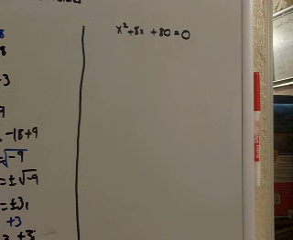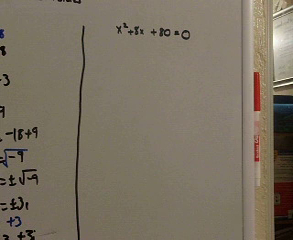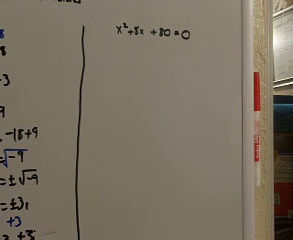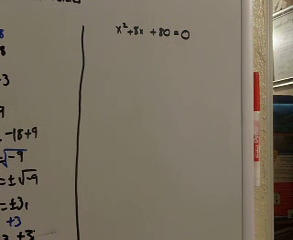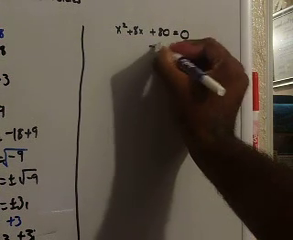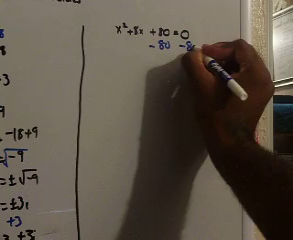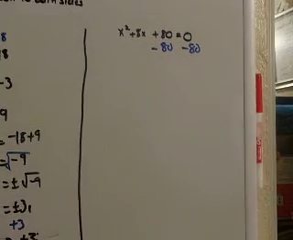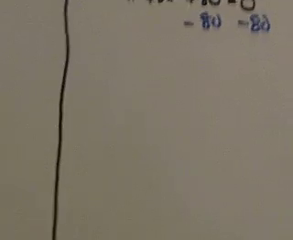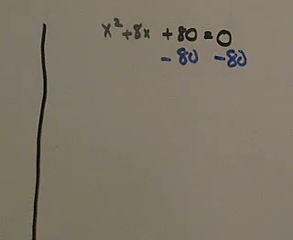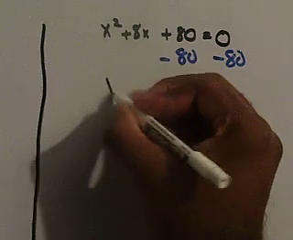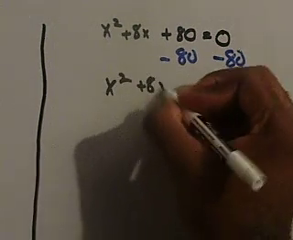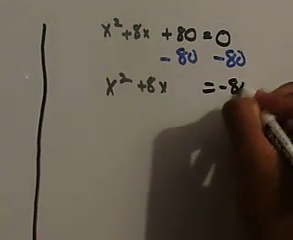So we have 8x squared plus 8x plus 80 equals 0. Okay, so once again, the first thing I'm going to do is isolate the variable terms. So that's minus 80. Okay, let's zoom in a little bit. Okay, minus 80. And then let's see here. That'll give me x squared plus 8x is equal to negative 80.